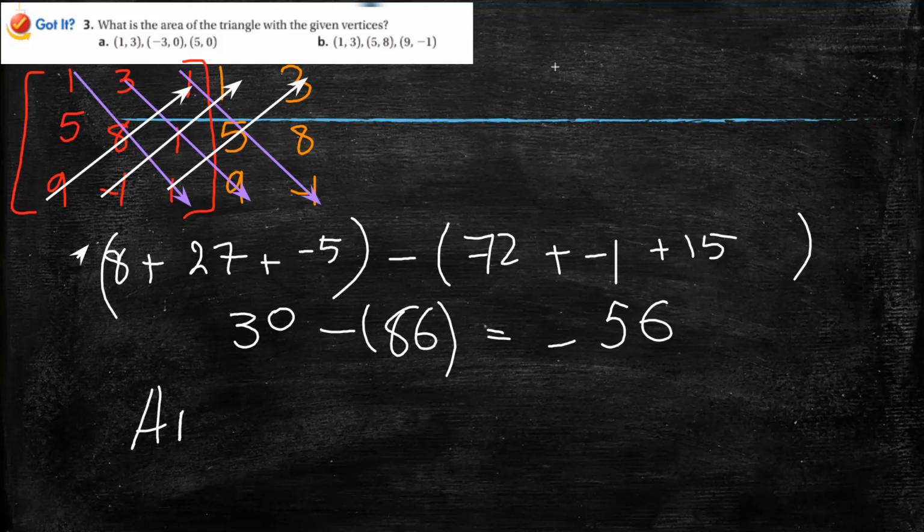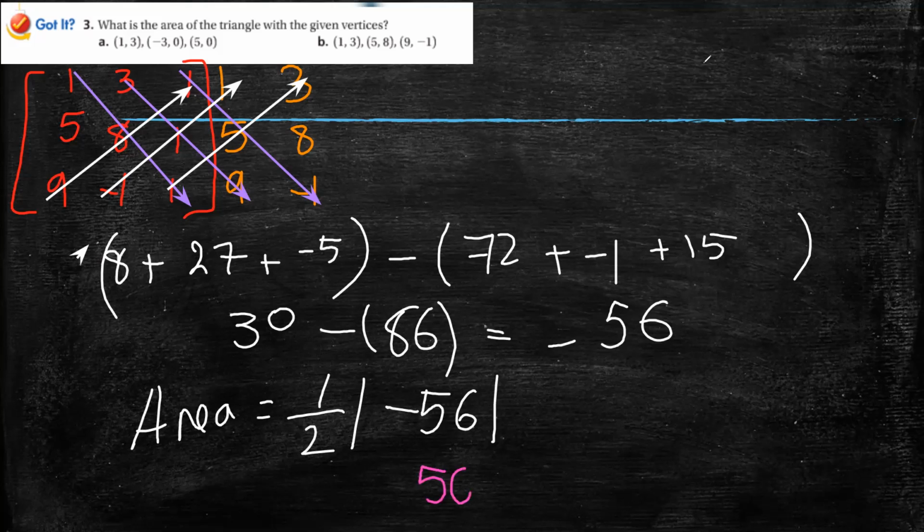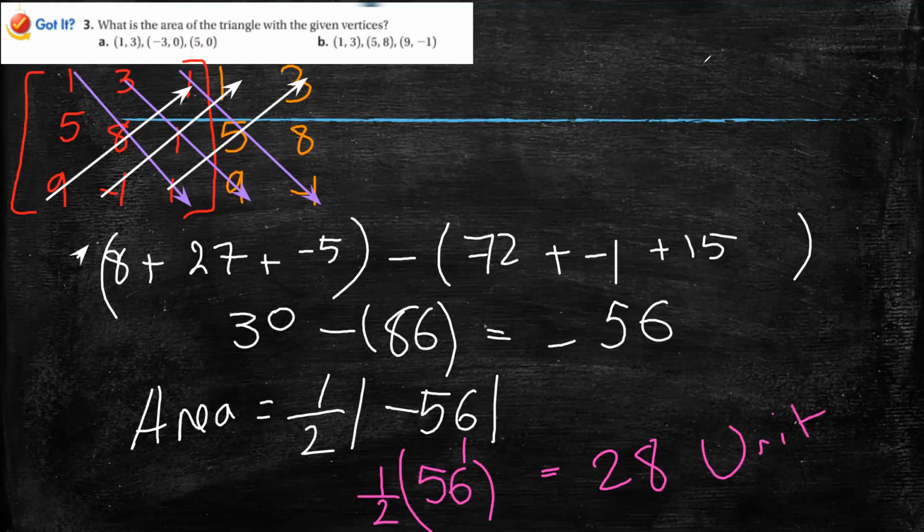Then the area is half the absolute value of negative 56. What is the absolute value of negative 56? 56 times half is positive 28. Okay, this will be now the area of the triangle, which is 28 square units.